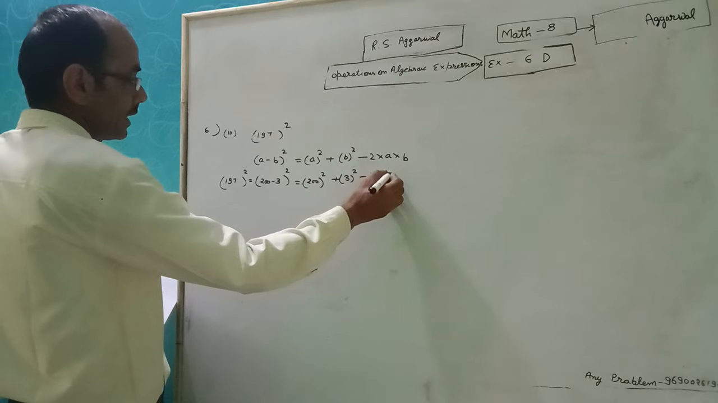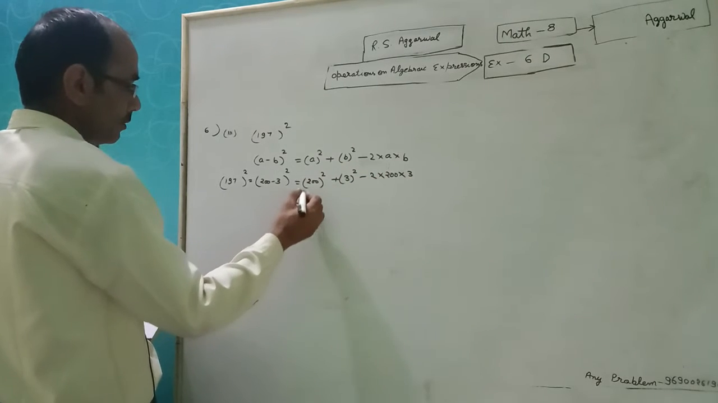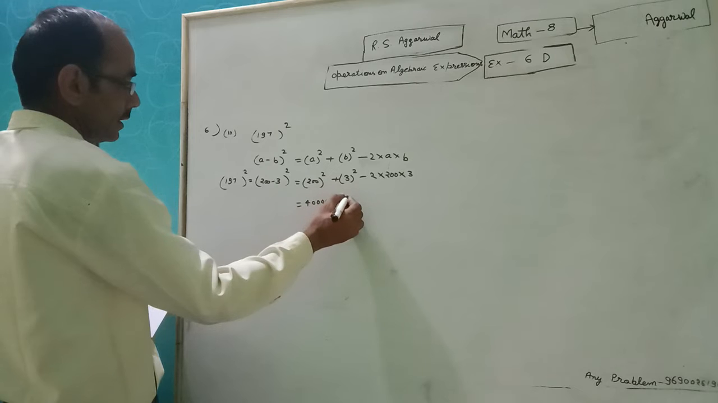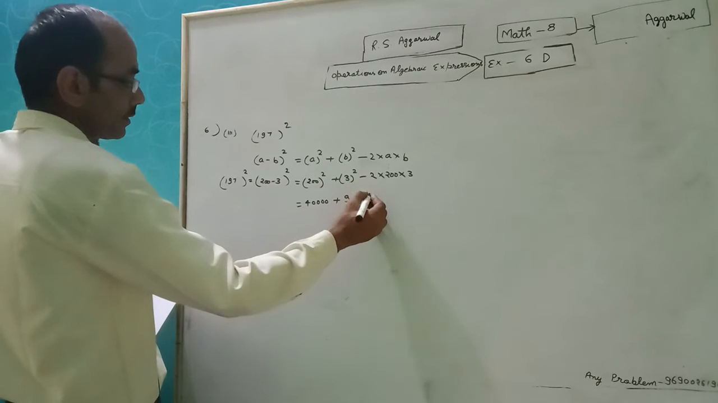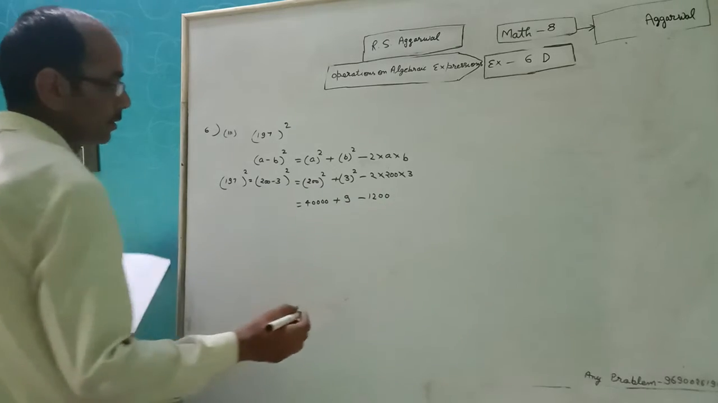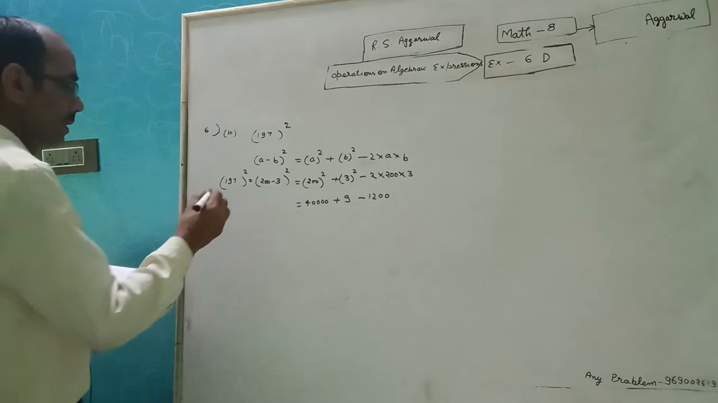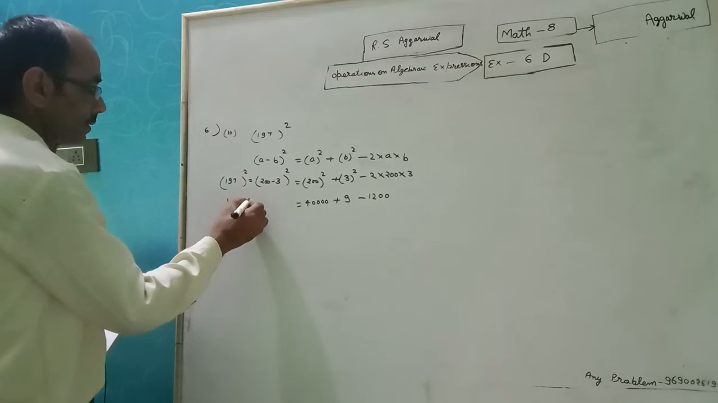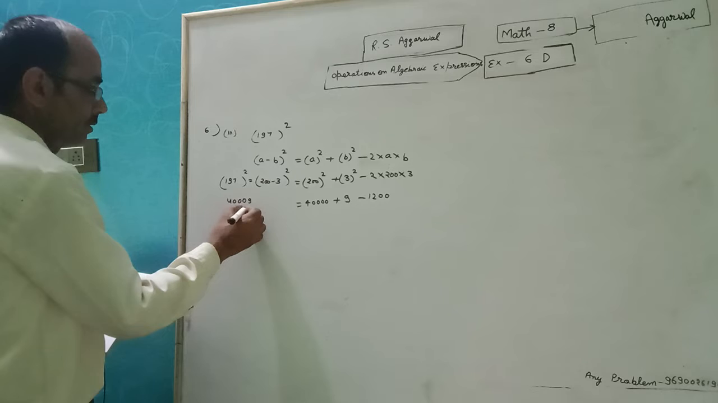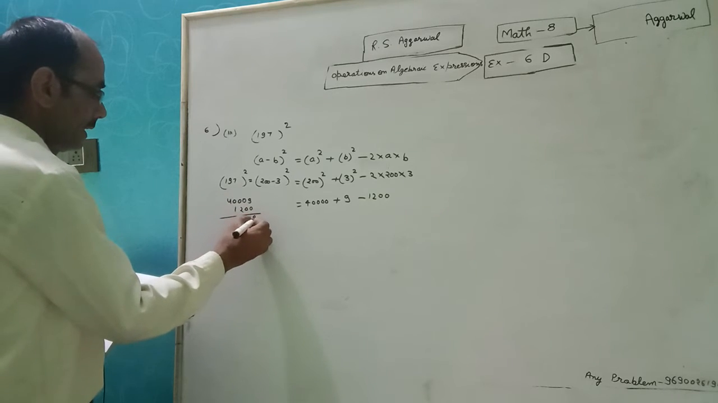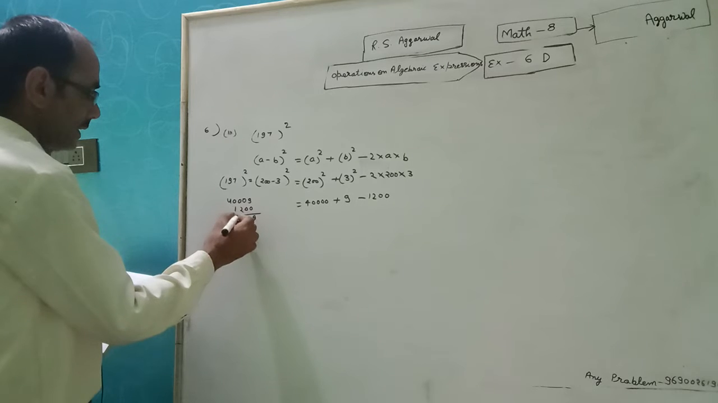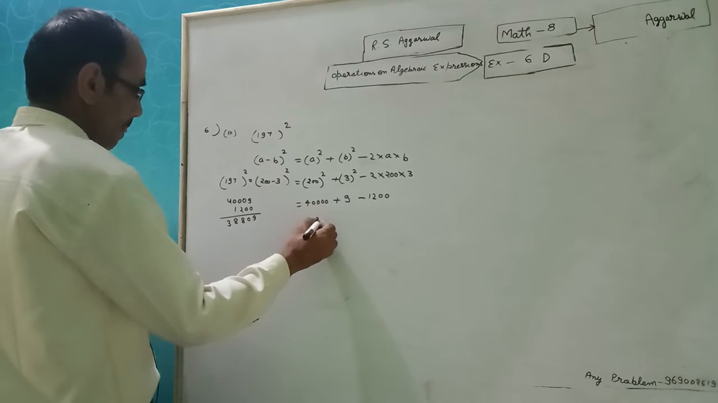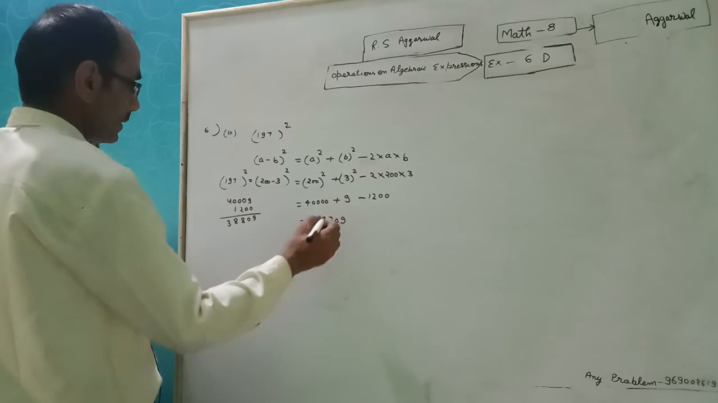Minus 2 into 200 into 3. After square, 2 square is 4 with 0000, plus 3 square is 9, minus 1200. After minus, 38809.